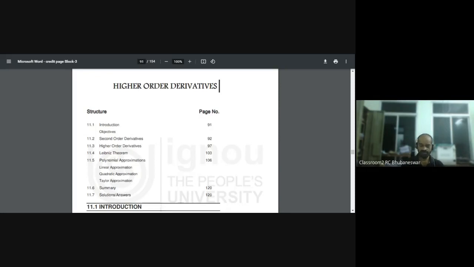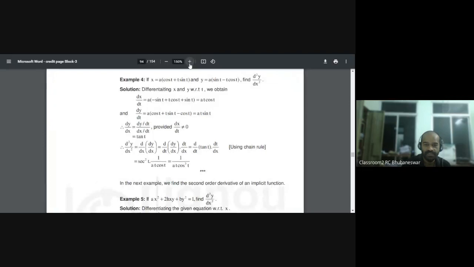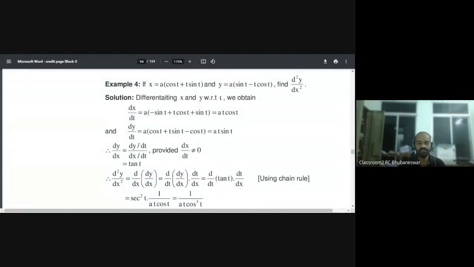So let us begin our discussion of higher order derivatives with the first simple example. Now look at example number 4. In example number 4, the function is given in parametric form. So here x equals a into cos t plus t sin t, and y equals the given expression.